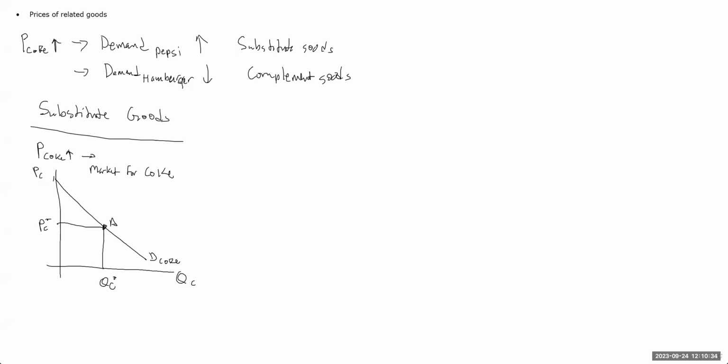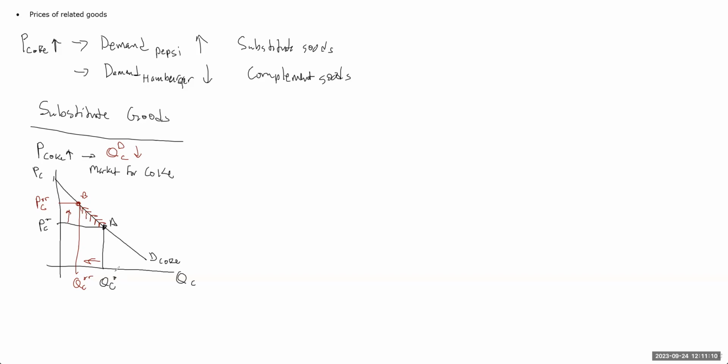And then what happened was the price of Coke increased to say PC double star. When that happens, we move along the demand curve for Coke and we get to point B, QC double star. And we find that when the price of Coke increases, quantity demanded of Coke falls. The amount of Coke we purchase falls. Okay.